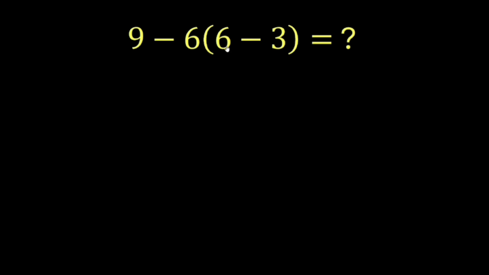9 minus 6 times (6 minus 3). Here we have one subtraction, one multiplication, and inside our parentheses, we have a subtraction. Our multiplication is here.